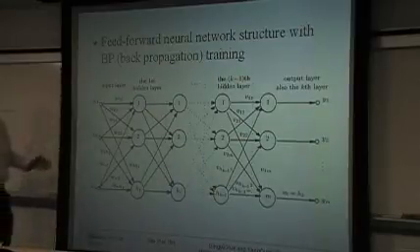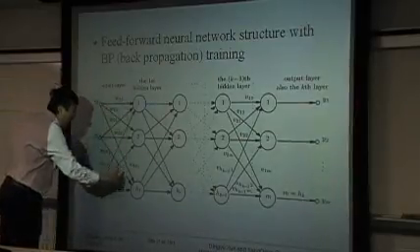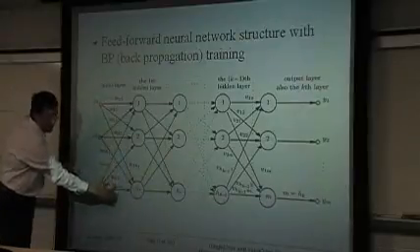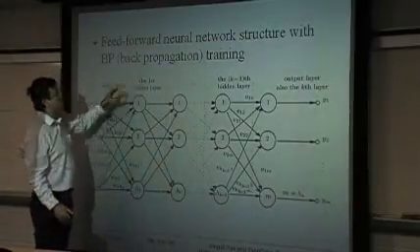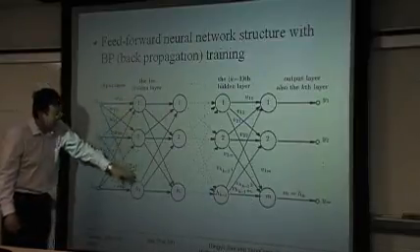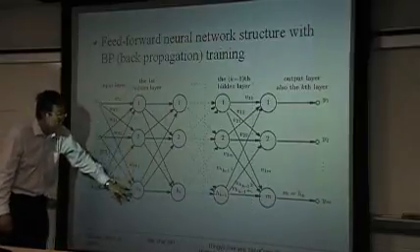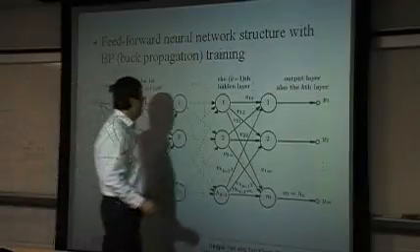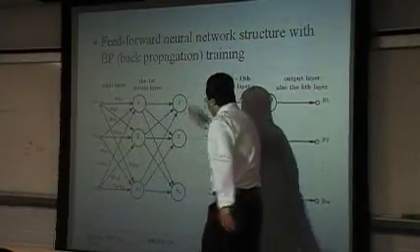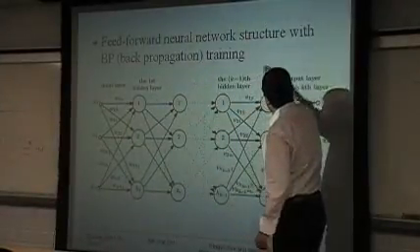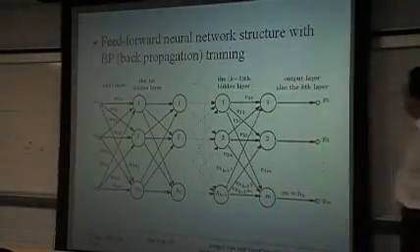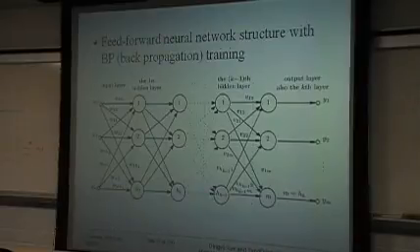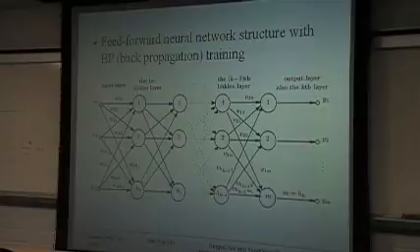And we can say that this part is the input layer, and this one we call the first hidden layer, where there are several neurons. We call it a node. And the second hidden layer, and up to now we should have the output layer. So this kind of thing we call a feed-forward neural network structure.